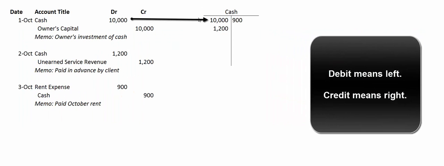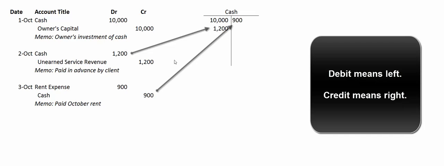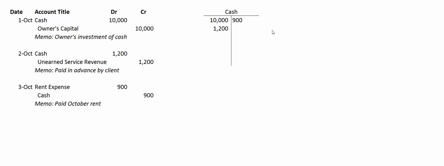So in this example, we'd have a $10,000 posting to the cash T account on the left-hand side because debit means left. We'd have a $1,200 posting for the cash from the unearned service revenue, and we'd have a $900 credit. And we should put little dates out here if we're being precise to talk about the date that that transaction occurred.